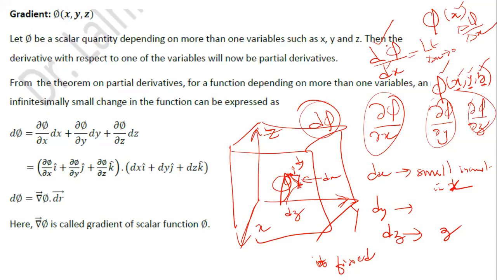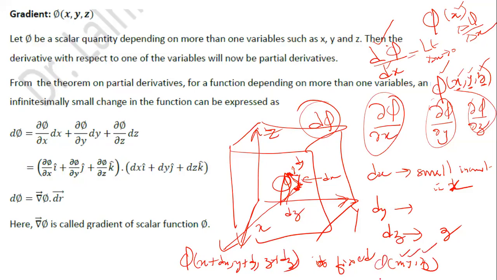Let me repeat. Let's say we have a certain function phi, which is a function of space variables like x, y, and z. If you fix the values of x, y, and z, then the phi value will be fixed at one particular point in space. But if you move to another location here, the coordinates of this location are x plus dx, y plus dy, z plus dz. Previously the coordinates were x, y, z, but if you move to another location, we can consider that location as x plus dx, y plus dy, z plus dz.